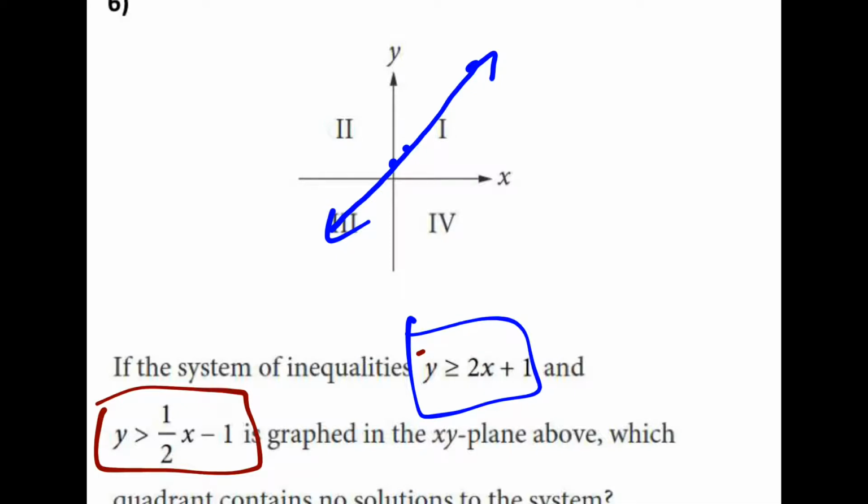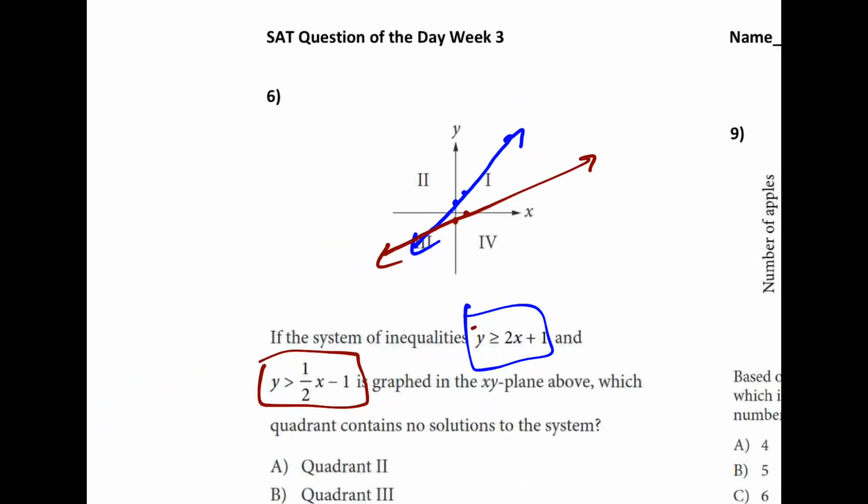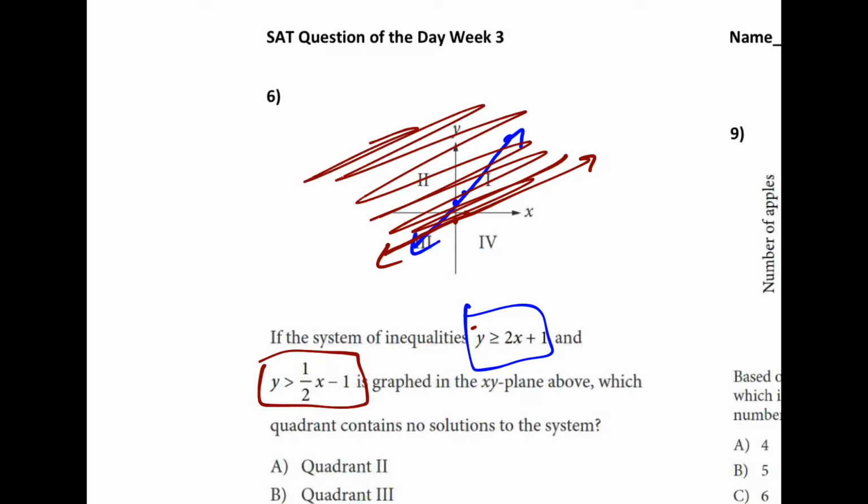This one here, I'm going to start with my intercept of negative 1. And I'm going to go up 1, right 2. And the line will be something like this. So we're looking at a system. So for this first blue line, when is y bigger than this, greater than this? Well, that's anything up here above the line. And same thing for the other one, the red line, it's anything above this.